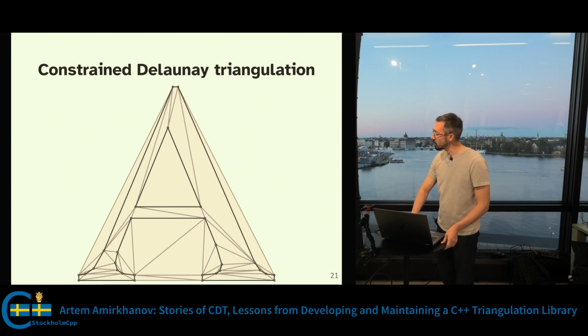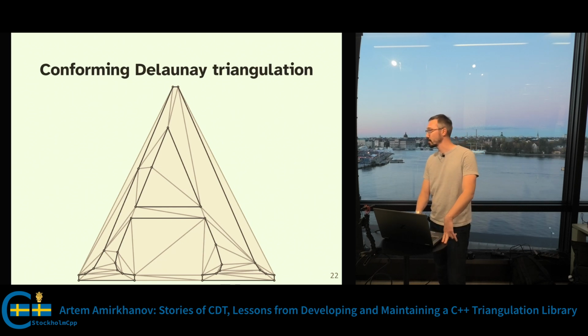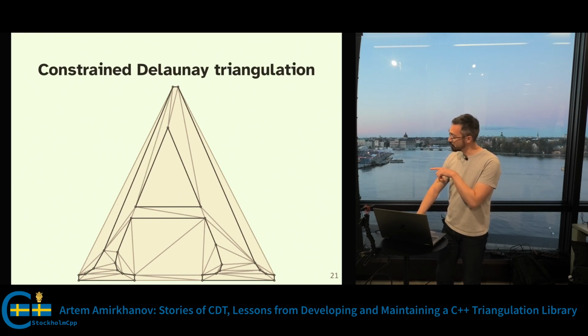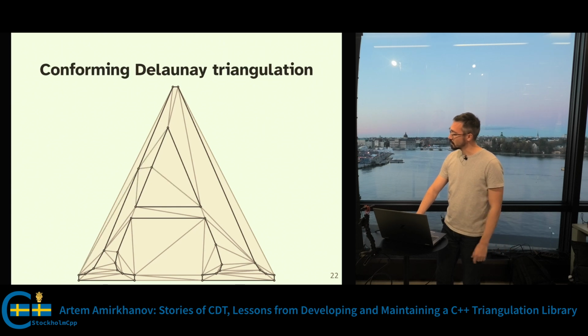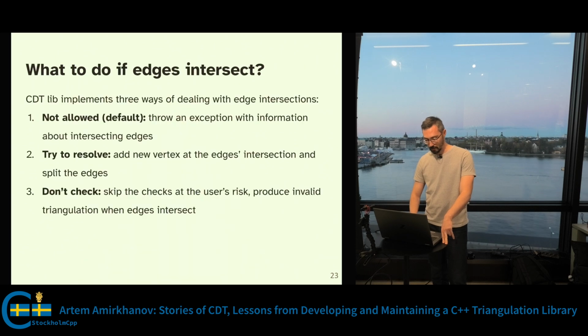There is also something called conforming Delaunay triangulation, and that's preserving the Delaunay criterion, but it introduces new vertices in the triangulation to achieve that. So you can see there were two new vertices added, and this way you can have both the edges and Delaunay triangles.